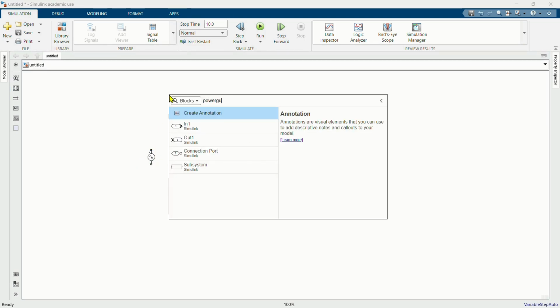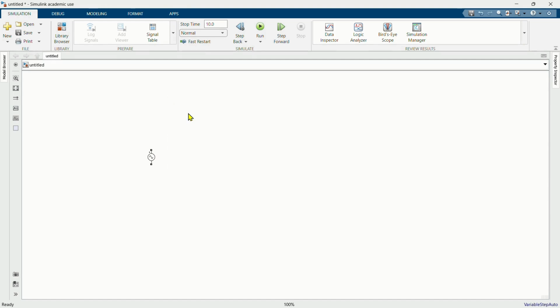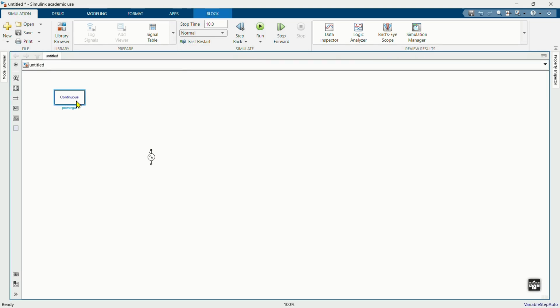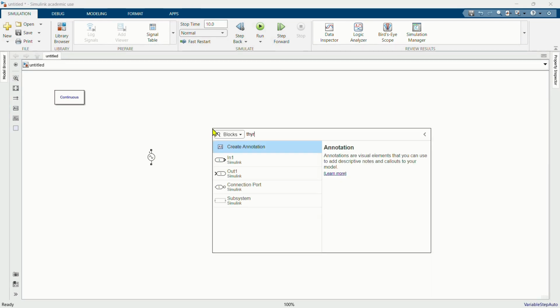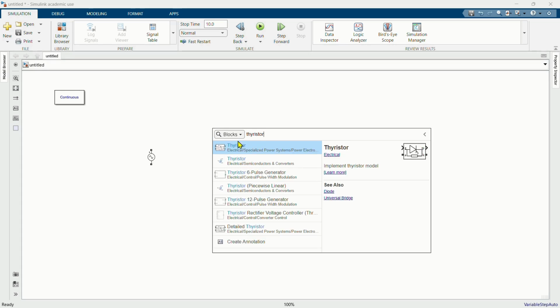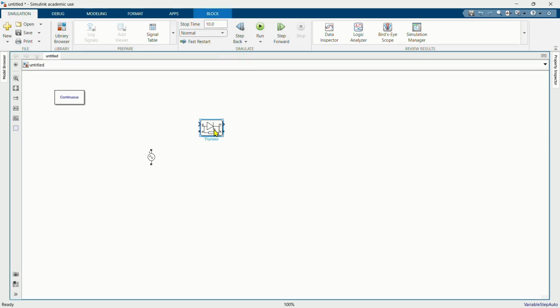AC voltage source. Pulse generator. It generates gate pulses for triggering the SCRs at specified times. Series RLC branch. Voltage measurement block. It measures the voltage across the load. Scope and power GUI block.